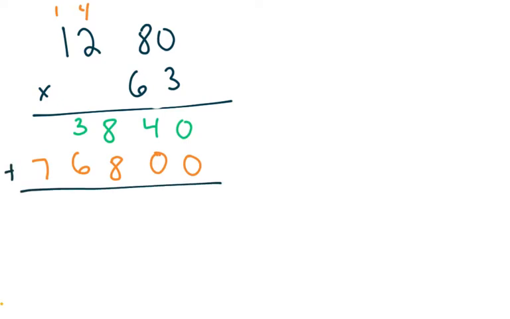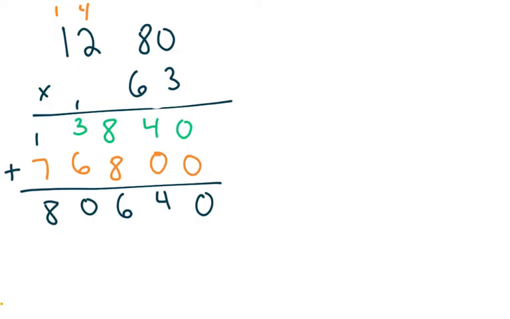So now you add the products of 3 times each of those and then 6 times each of those numbers, and you just add straight down the line. So 0 plus 0 is 0. 4 plus 0 is 4. 8 plus 8 is 16. You carry the 1 just like normal. 6 plus 3 is 9. Plus 1 is 10. So you are left with 80, 64, 0. But we don't know where the decimal goes right now.